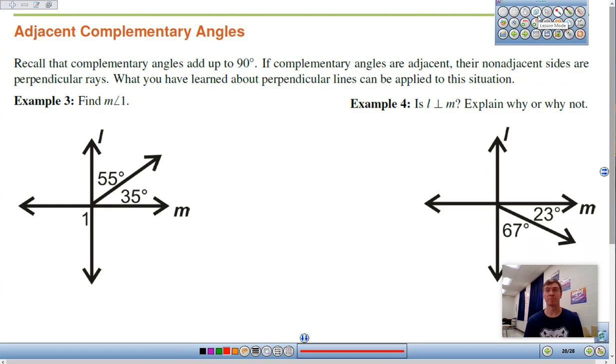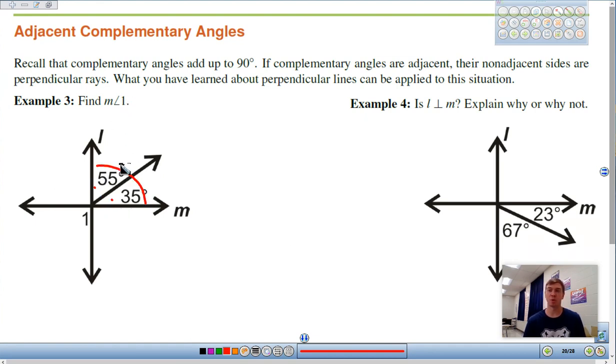Let's also talk about complementary angles. Recall that complementary angles are when two angles add up to 90 degrees. They can be adjacent or non-adjacent, but if they are adjacent, then their non-common sides would form perpendicular rays. So what you've learned about perpendicular lines can be applied to this situation. So this is 55, that's 35.